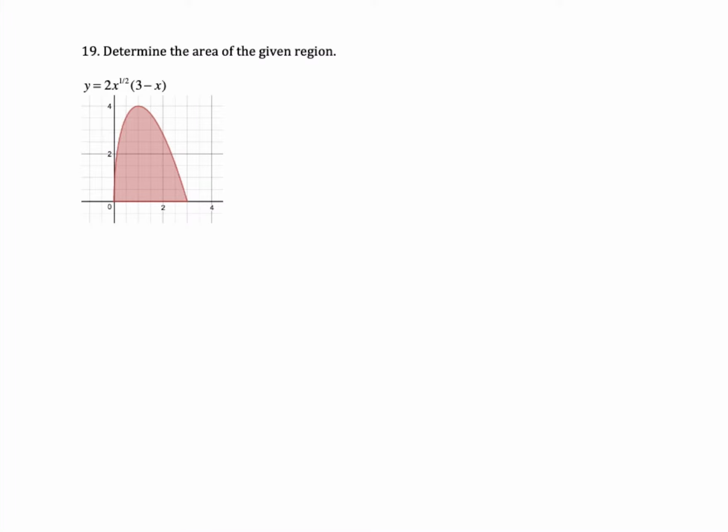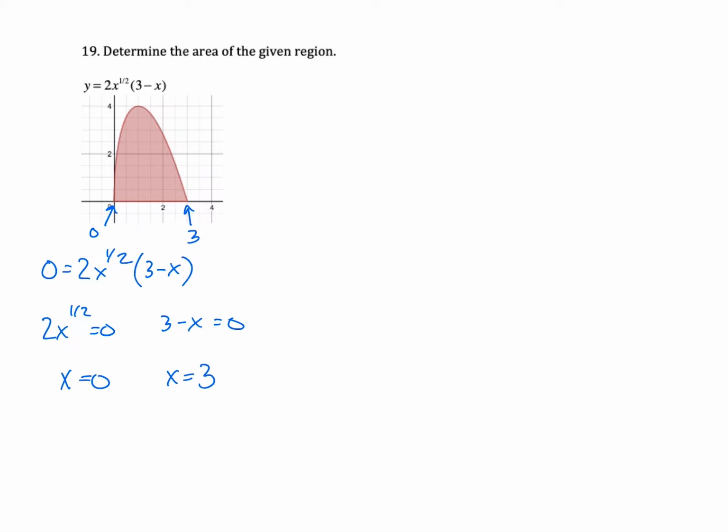And so basically, we need to figure out these two x values. So in other words, we need to figure out where the function is equal to 0. And so this is going to be 3 minus x. Now this is factored for us, which is kind of nice because it means that 2x to the 1/2 can equal 0, or 3 minus x can equal 0. And so the first factor gives us x equals 0. The second factor gives us x equals 3. So I know this is going 0 to 3.